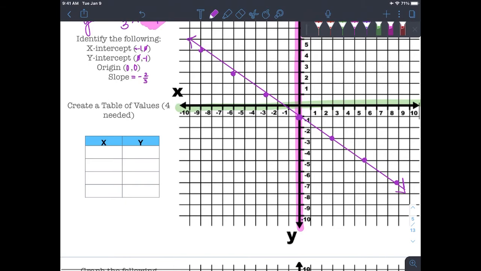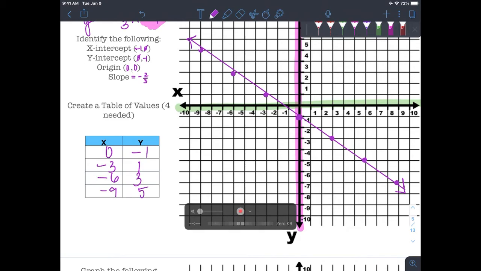Now I can go ahead and just pull out some values. So I'll start here at my y-intercept, 0, negative 1, and I'll go backwards this time. Negative 3, positive 1. Negative 6, positive 3, and negative 9, positive 5. Now I have a table of values.